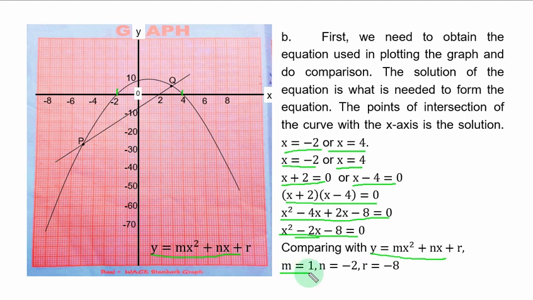n is the coefficient of s. So n is equal to -2. And r is the constant term. So r is equal to -8.